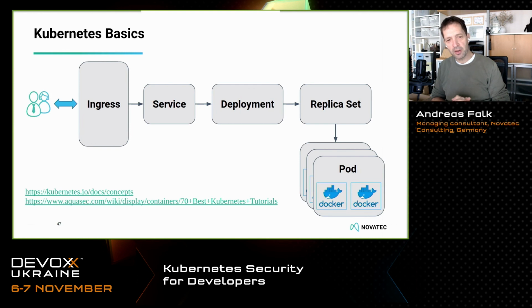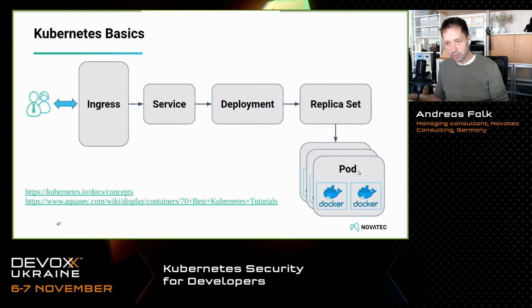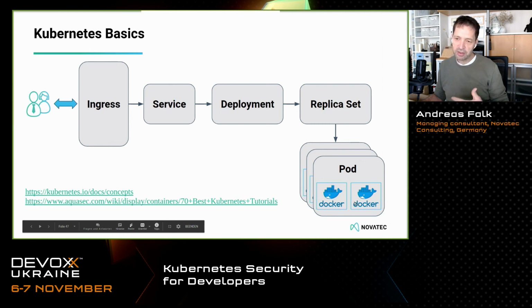So this is a really short Kubernetes basics overview. On the right side, you have your Docker containers. You put them inside what is called a pod. And a pod is the smallest unit running on Kubernetes, as you can tell. You can put many Docker containers in one pod, but the usual recommendation is that you have a one-to-one association between a pod and a container.